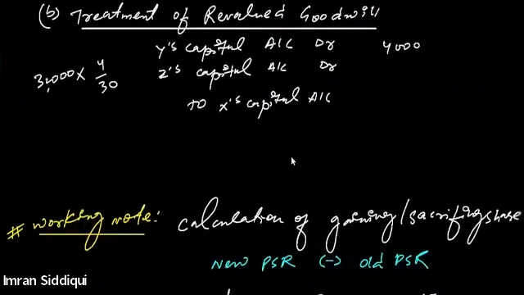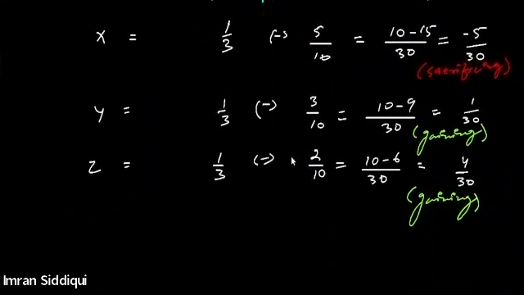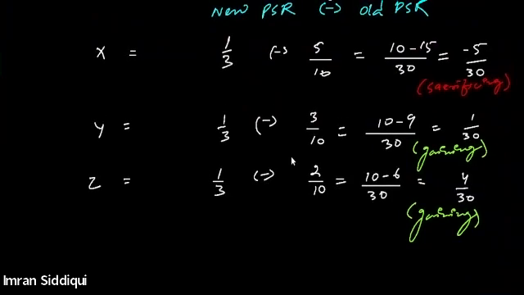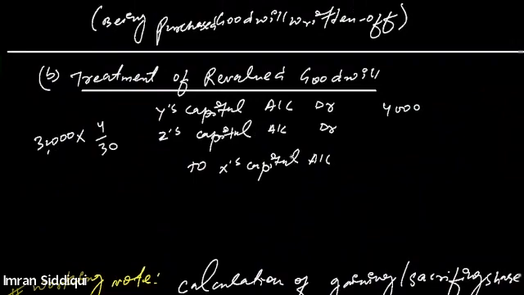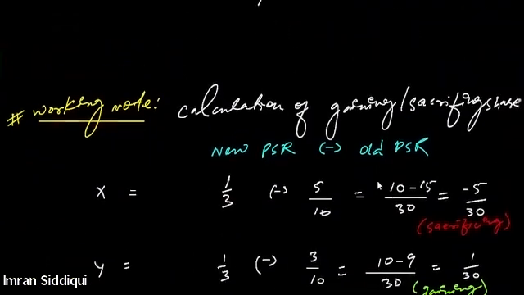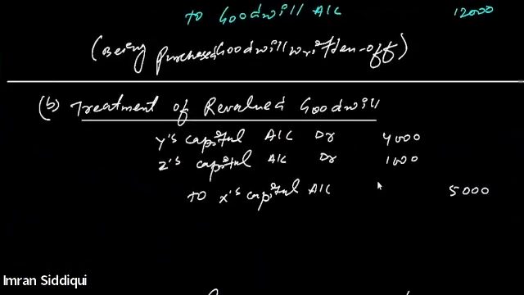Is it clear, everyone? Then for Y, this will be 1,000 and the total 5,000. Is it clear? Please confirm yes or no. Yes, sir, it's clear. So write down the narration as being revalued goodwill.